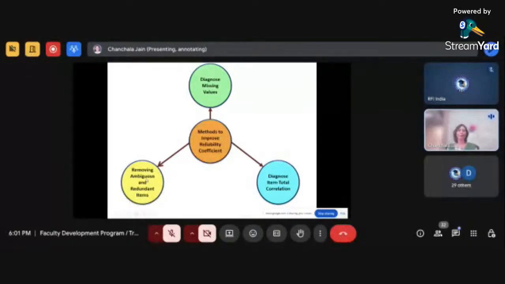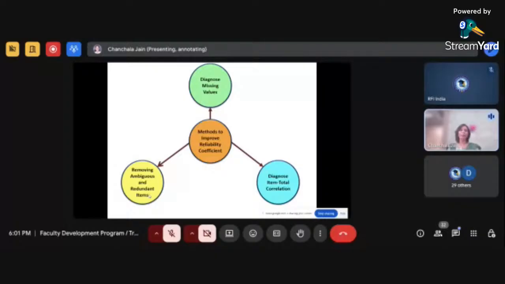So we will read. The first, the yellow circle, is removing ambiguous and redundant items. That means this is a manual process. You need to read your items very carefully. There should not be any ambiguity in the statement. The statement should be very clearly stated. It should not give the respondents any other clue, right? So ambiguity should not be there. It should be clearly worded. Only one meaning can be drawn by every reader. There should be no dual meaning of the statement.